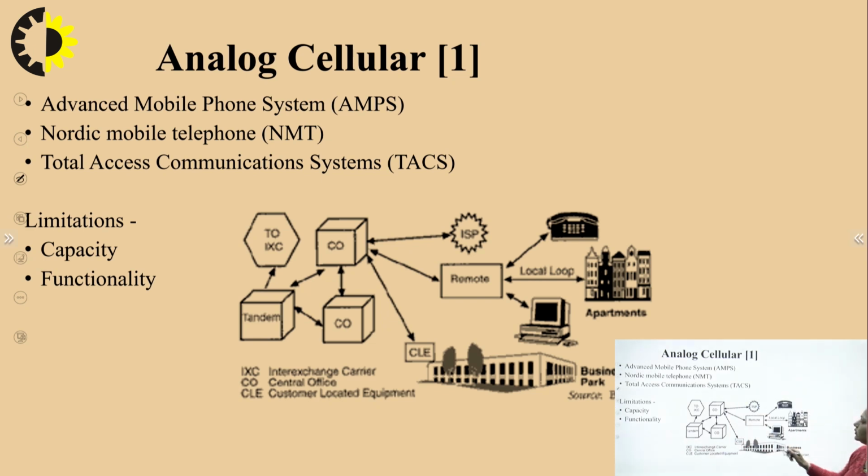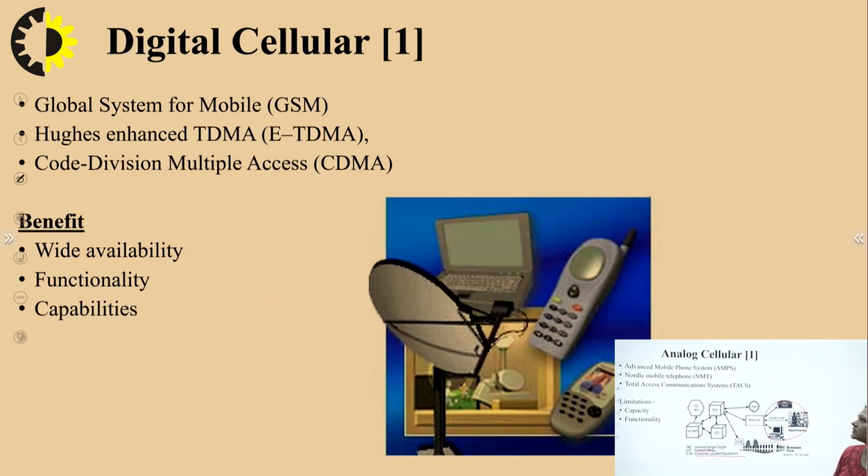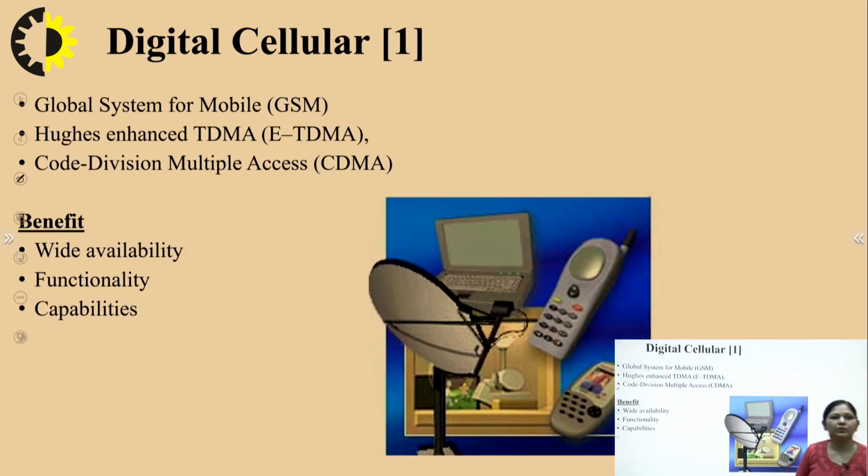Here again you can see the same type of diagrams again and again. Here you can see the exchange, the inter-exchange center, the central office, and the customer located equipment. This is connected to the ISP, the remote, and this is the local loop where all these things are connected. Remote nodes are connected wirelessly as well as connected to the ISP, and the customer located equipment is there.